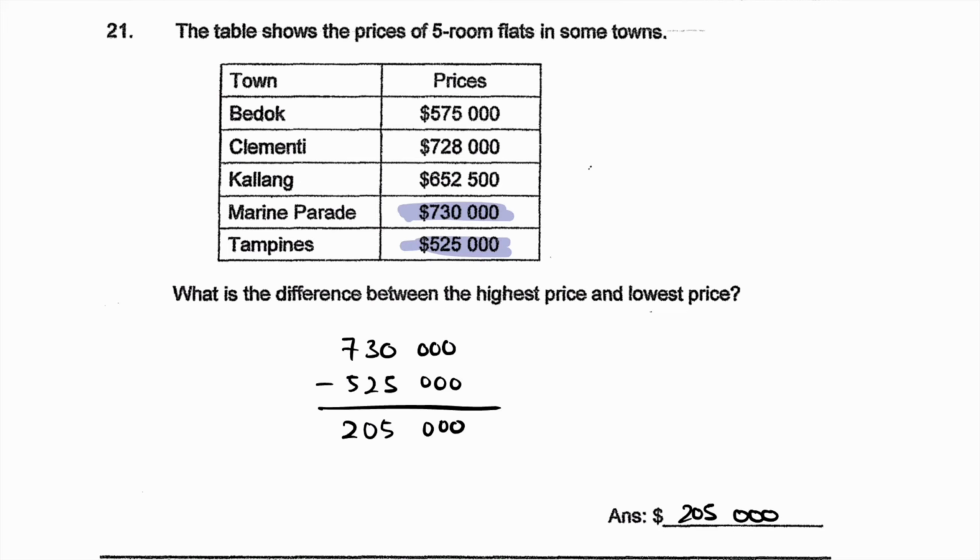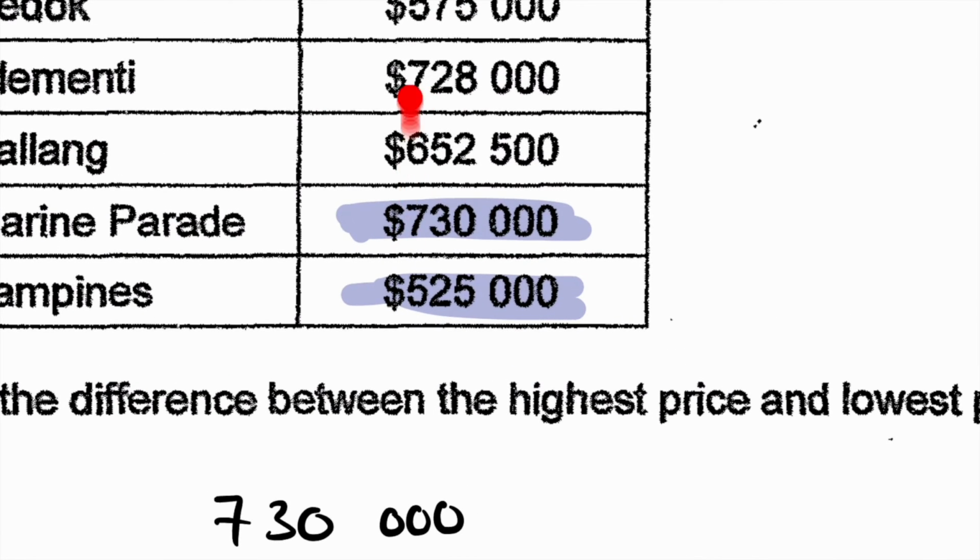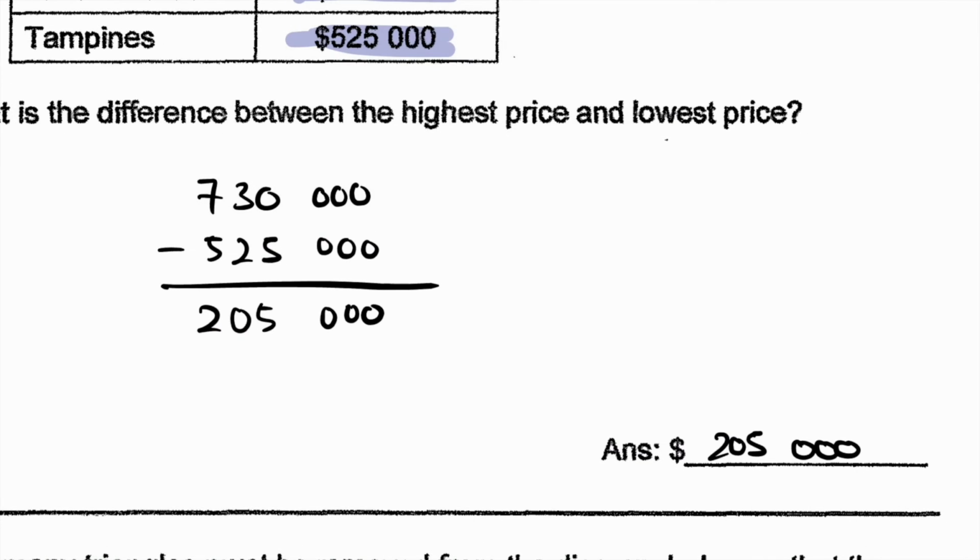Well, given these prices, the highest and the lowest, what's the difference? Well, compare the values. Do not be tricked by the 7 here. This is larger than this. And this is the smallest. Okay, so take the difference. Vertical subtraction, do it accurately, and you should get this answer.